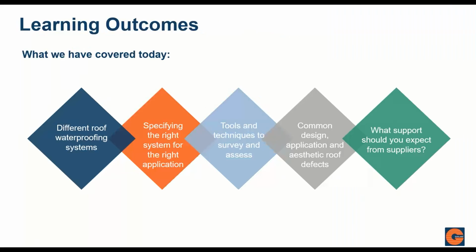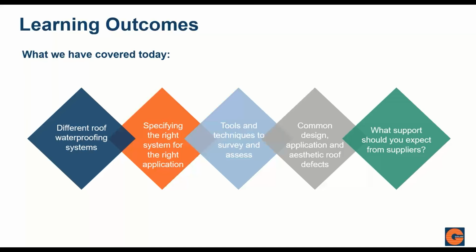So today in the CPD, what have we covered? We've gone through the different types of waterproofing systems available on the market. We've identified some advantages, disadvantages, how we specify them for the correct type of application, and what type of sectors they are typically used in. With the help of Paul, we've looked through some tools and techniques in terms of surveys, what we need to look out for, how we address them, and how we can assess this and make sure that we're compliant and also not open ourselves up to any risk.